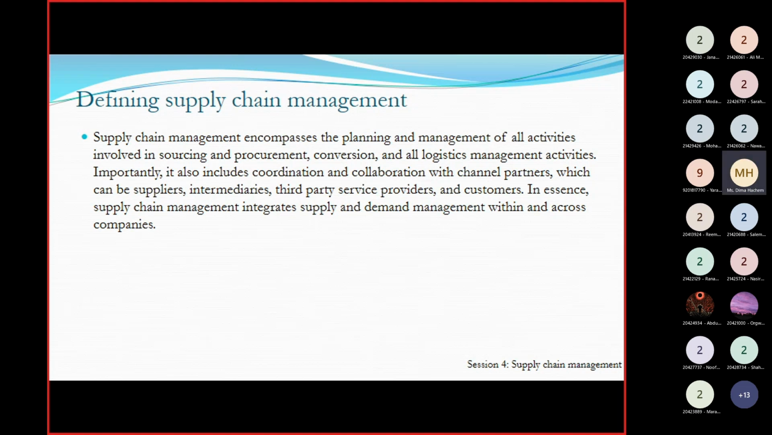So we need coordination and collaboration, which can be suppliers, intermediaries, third-party service providers, and customers. In essence, supply chain management integrates supply and demand management within and across companies. It starts with forecasting, an educated guess of how much the demand will be for a certain product before making the product. All right, so it starts with the customer, with a general demand of a certain product.